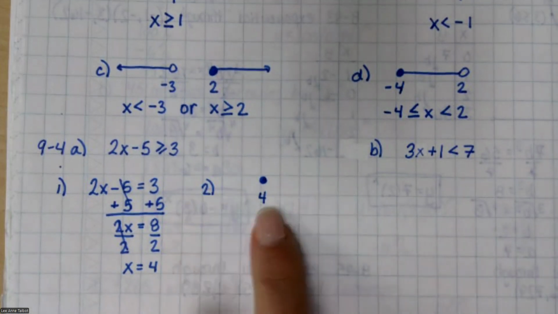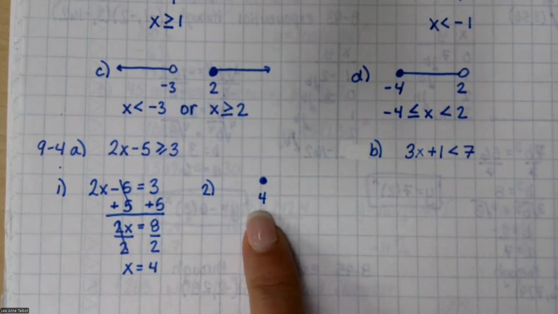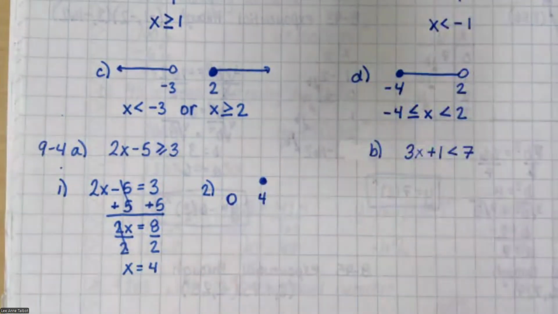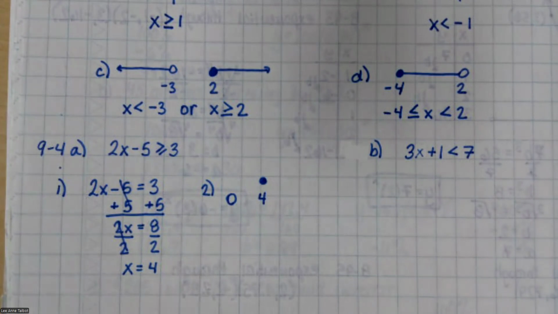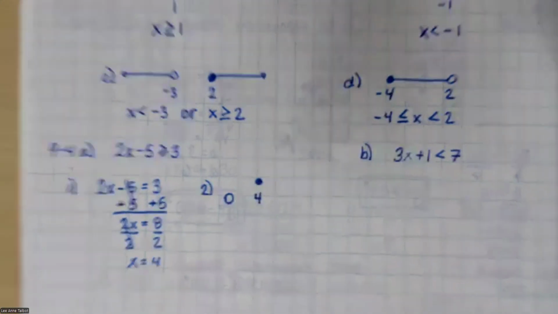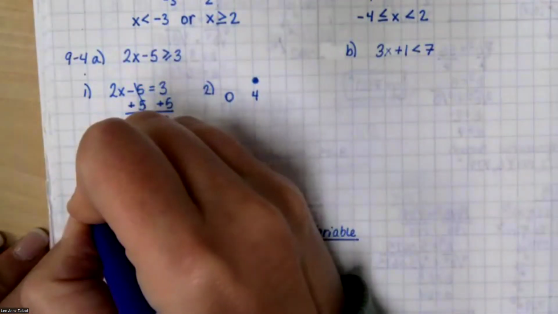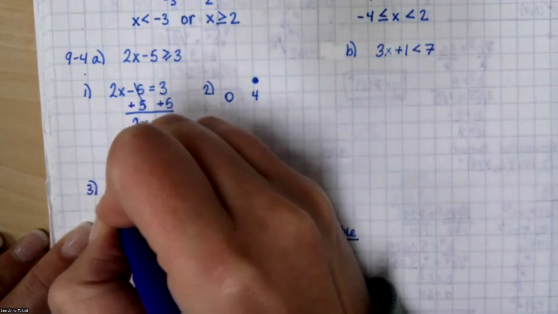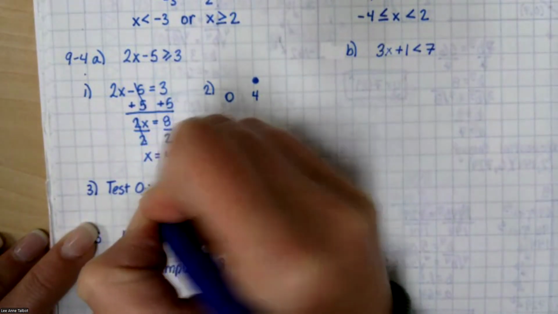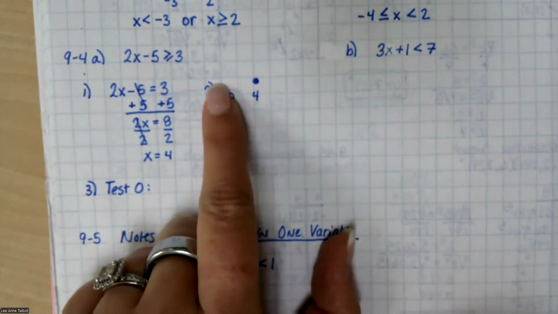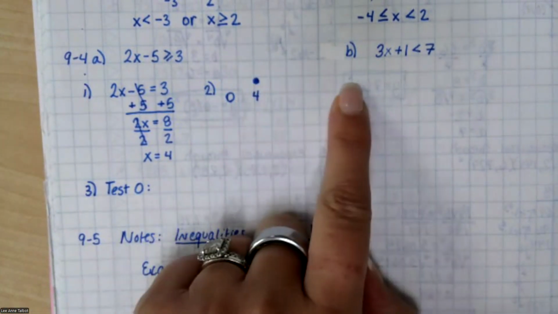Okay, now if this is 4, where would 0 be standing? On the left or the right? Left. So put 0 in your number line. You don't need to put any other numbers besides 0 and the number that you got for your answer. Okay, step 3. You're going to test 0. You're going to see if your arrow is going to go towards 0 or away from 0.